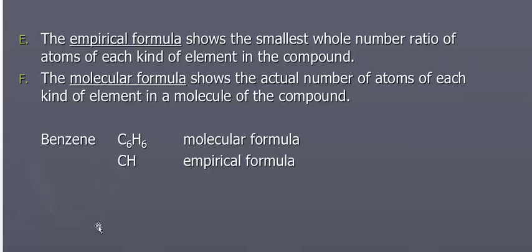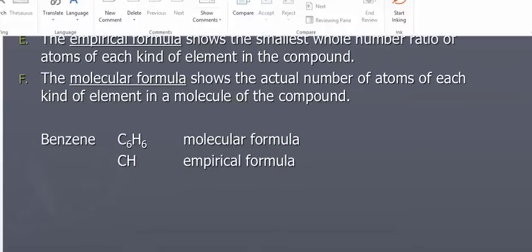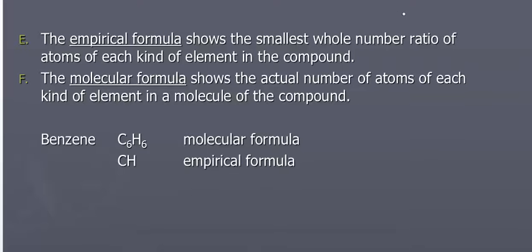The empirical formula is the reduced form of a compound. The molecular formula shows the actual number of atoms of each kind of element in the molecule of a compound. So whenever you have the molecular formula, this is the actual formula. For example, benzene is C6H6. That's what benzene actually is. If I can reduce that, I can get what's known as the empirical formula, the simplest form.